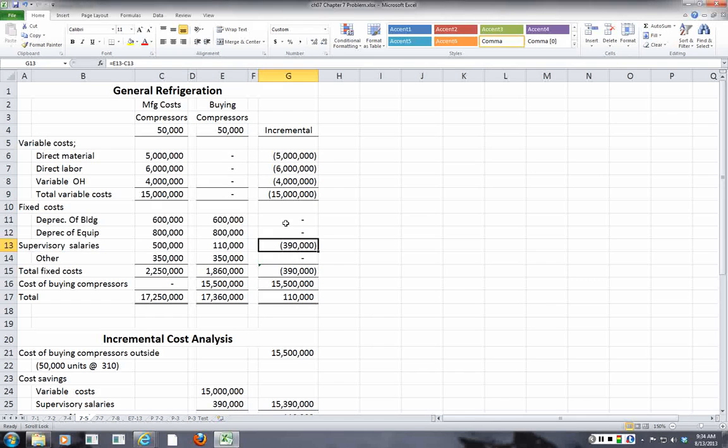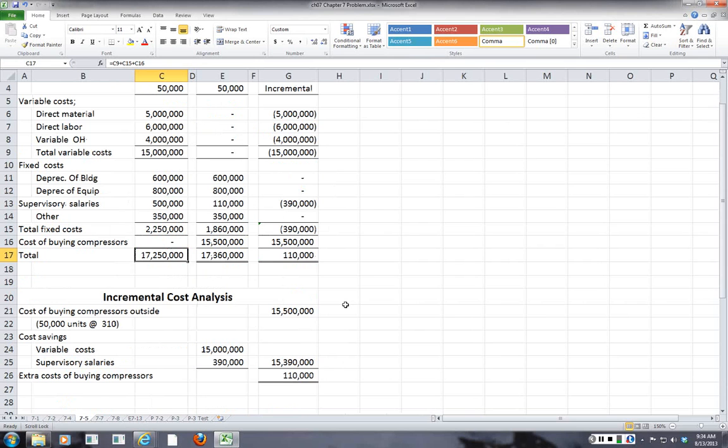So these costs are saved, but we have to pay $15,500,000, and in so doing, it's more expensive by $110,000 to buy them. So the $17,360,000 would be the cost to purchase the computers outside. We currently spend $17,250,000, so we'll have to spend $110,000 more.